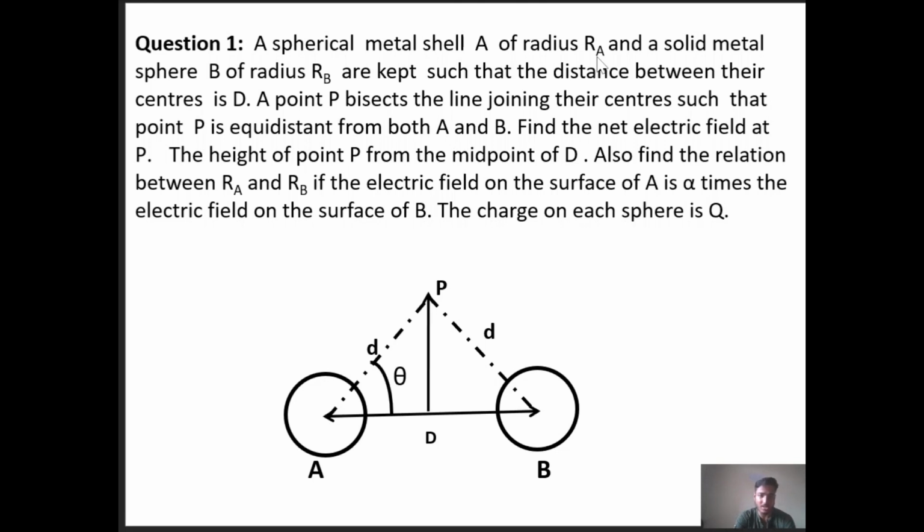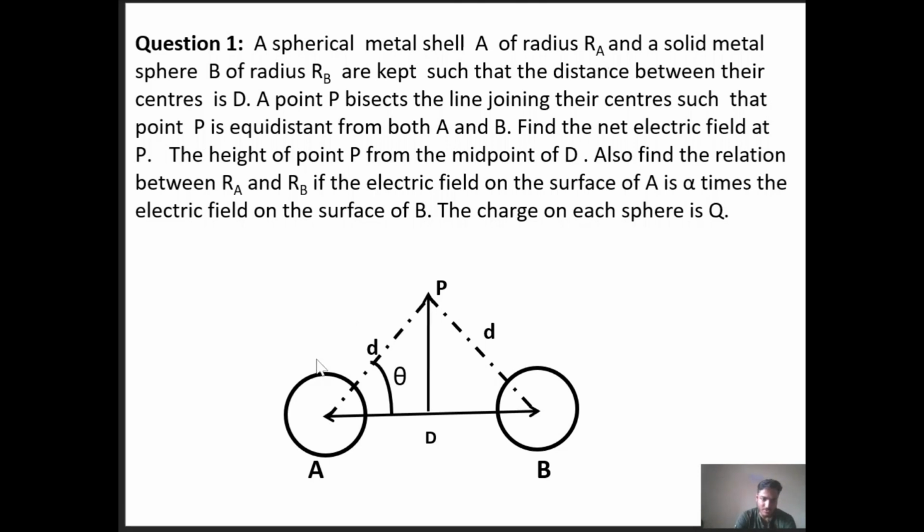RB are kept such that the distance between their centers is capital D. A point P bisects the line joining their centers such that the point P is equidistant from both A and B. Find the electric field at point P, the height of the point P from the midpoint of D. Also find the relation between RA and RB if the electric field on the surface of A is alpha times the electric field on the surface of B. The charge on each sphere is considered as Q.